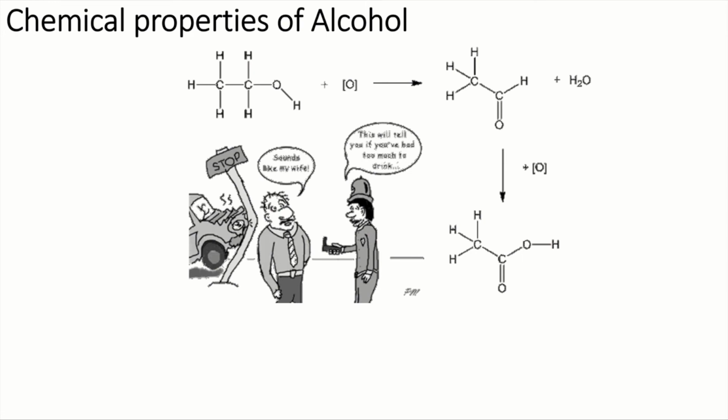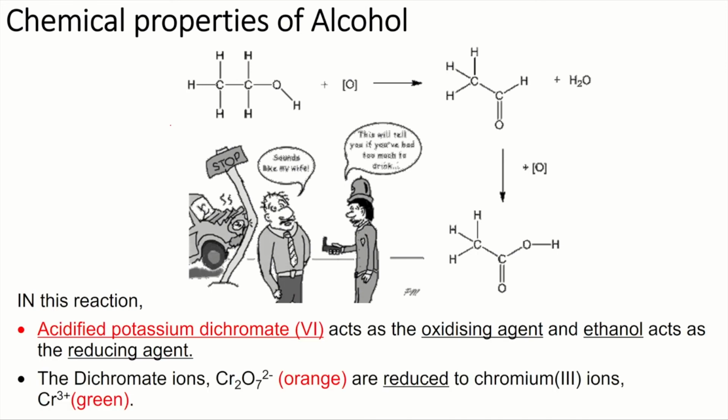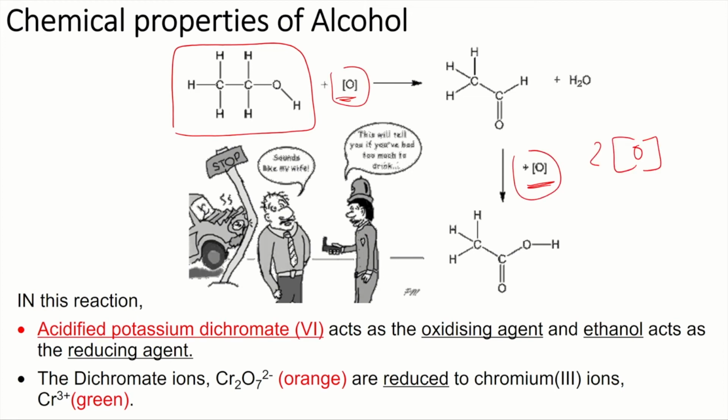So what is happening inside this breathalyzer is that you have your ethanol, which is C2H5OH. You have oxygen from the oxidizing agent. In total, you will require 2 oxygen atoms from the oxidizing agent, and you will form your carboxylic acid. This is your ethanoic acid.